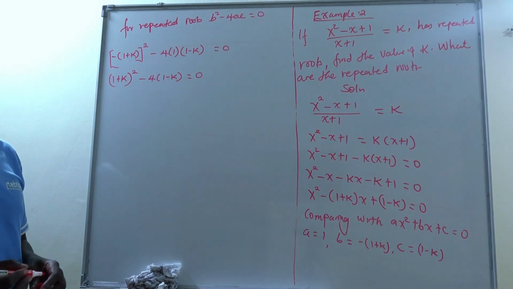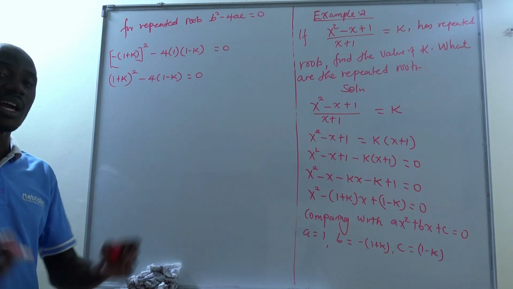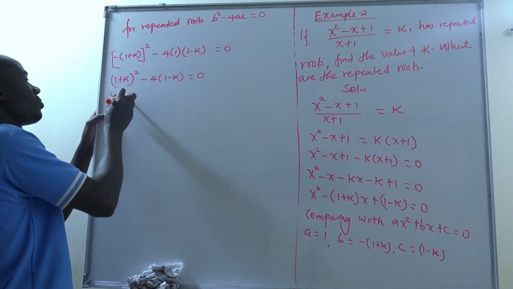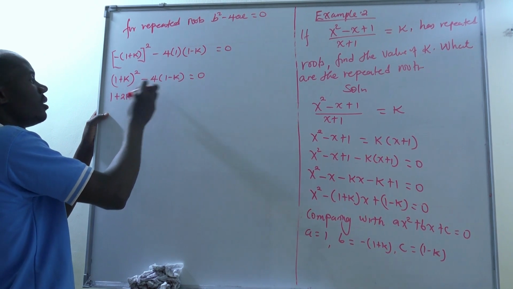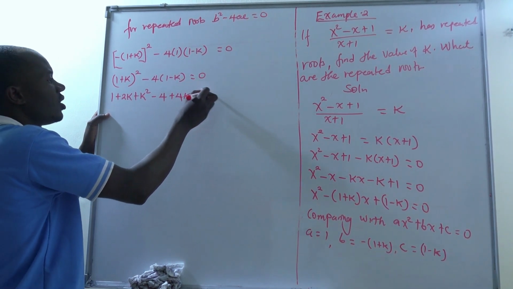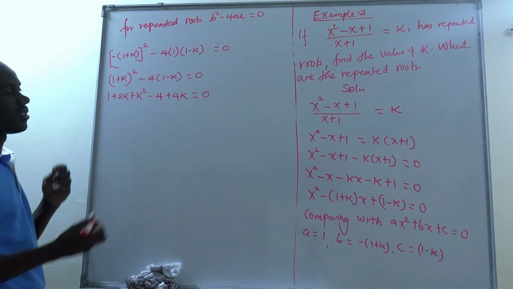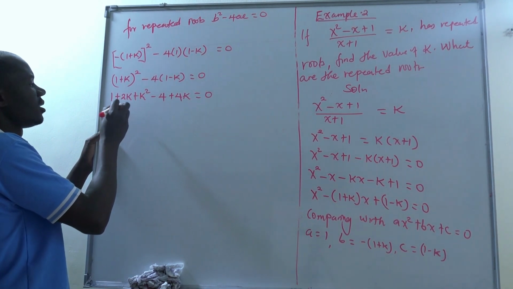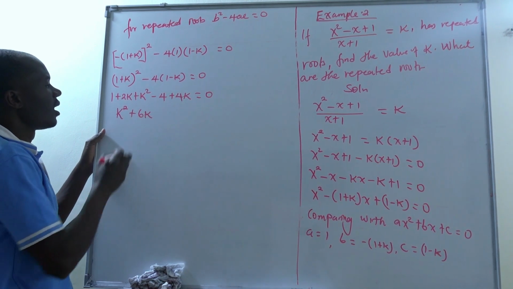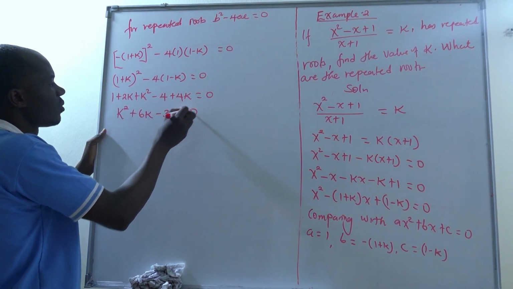From Pascal's triangle, when we try to expand (1 plus k), it means 1 plus k is appearing two times. It is (1 plus k) times (1 plus k). From that expansion, we come out with 1 plus 2k plus k squared, then minus 4, and a negative times a negative gives plus 4k equals 0. Can we rearrange it from the highest to the smallest? We have k squared plus 6k, because 2k plus 4k gives 6k, minus 1 minus 4 gives minus 3, equals 0.